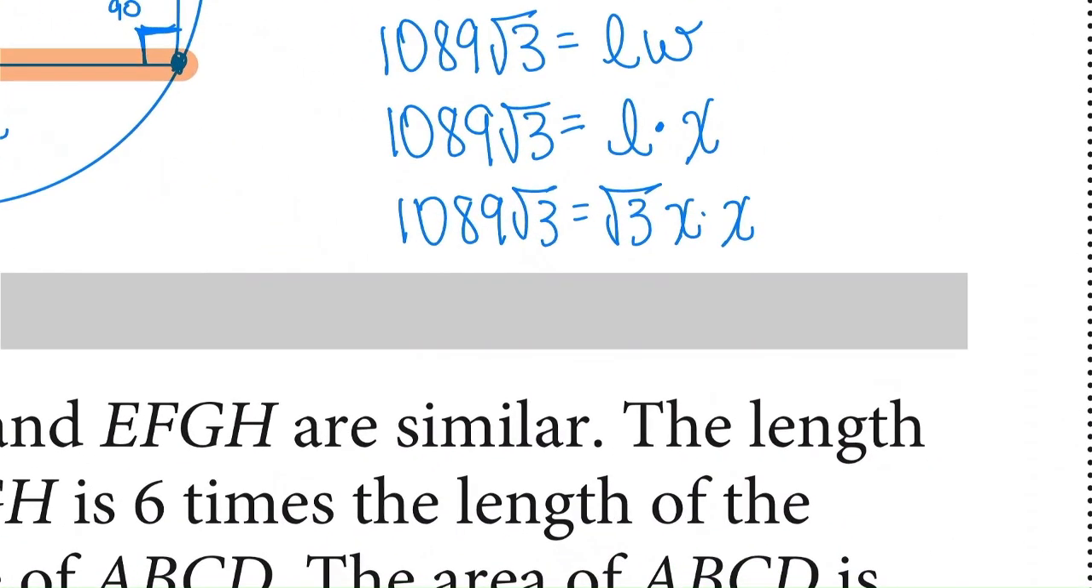From here, we can go ahead and divide both sides by radical 3. It's nice, it's going to cancel out. 1089 equals x squared. Then we simply take the square root of both sides, which turns out to be 33.